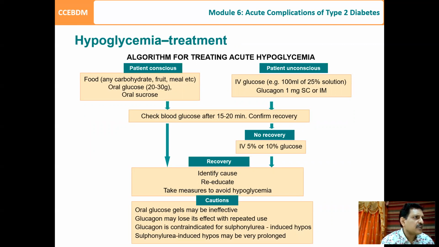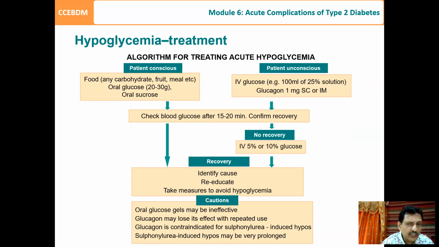So as I've told you, for the management of acute hypoglycemia, you have to check whether the patient is conscious or unconscious. If the patient is conscious, give the oral glucose. Check blood glucose after 15 minutes and confirm the recovery. If the patient has recovered, then it's okay. If not recovered, you should repeat the dose. If the patient is unconscious, on the other hand, you have to give IV glucose or glucagon 1 milligram subcutaneous injection. If there is a recovery, well. If there is no recovery, you have to repeat IV glucose again.